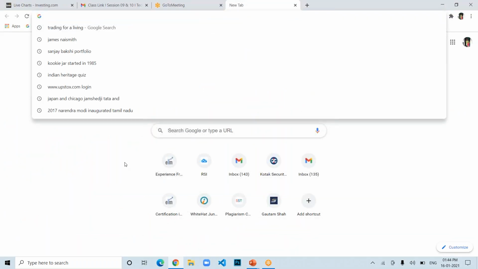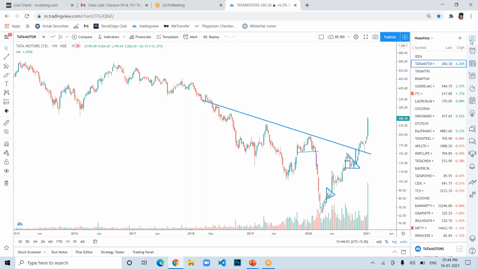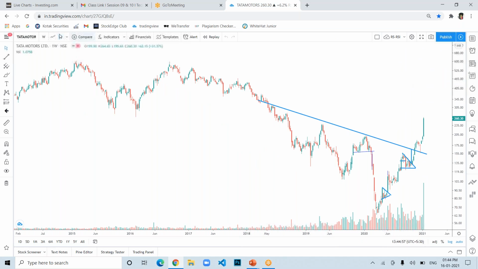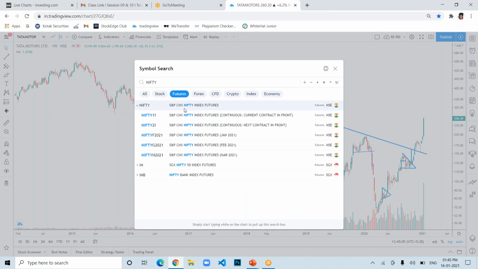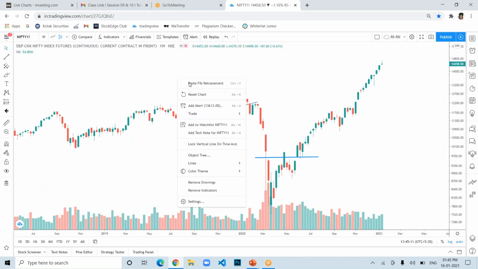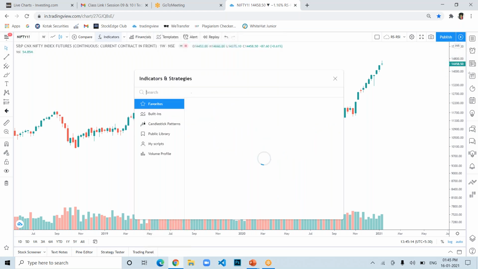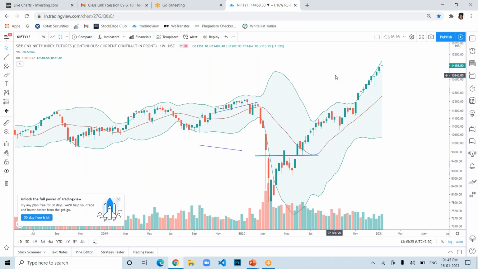Let me open another fresh, let me open a TradingView also. So I open the Nifty chart. Okay. And I plot the Bollinger Band indicator. So I plotted the Bollinger Band indicator.